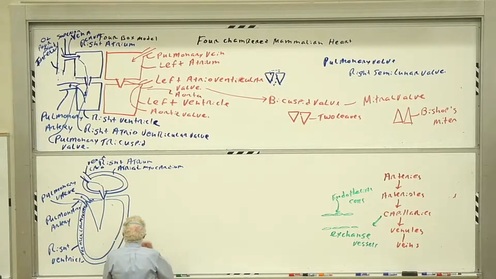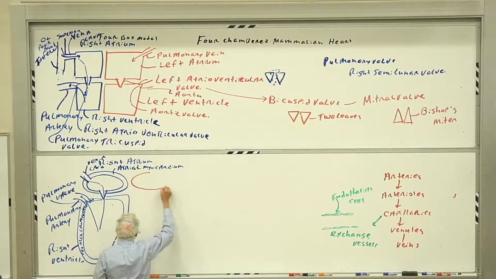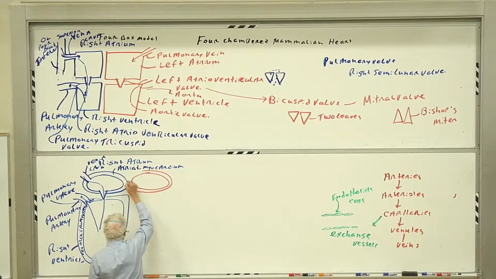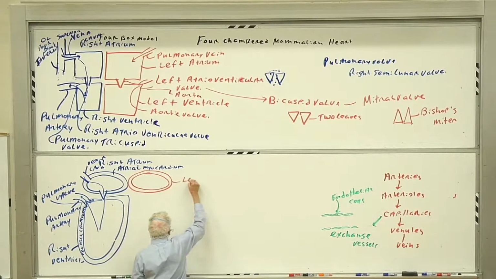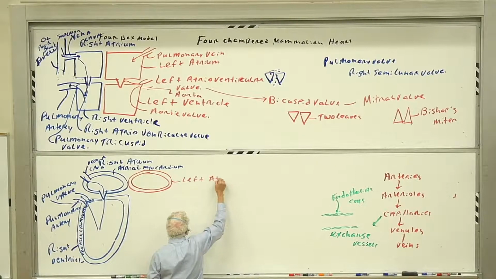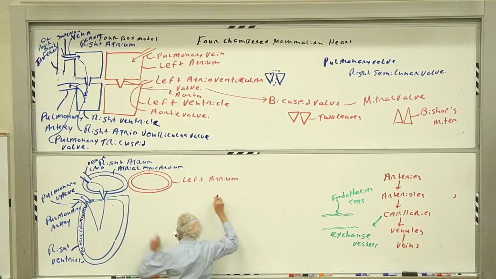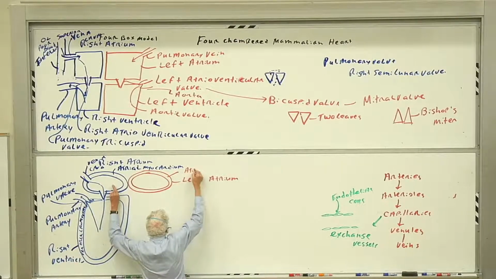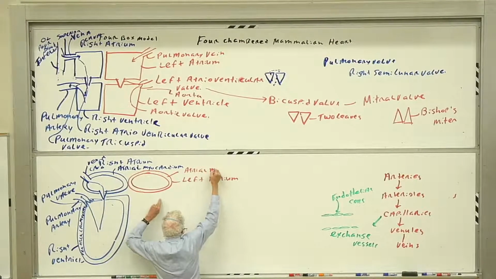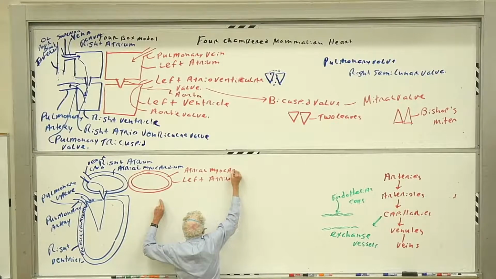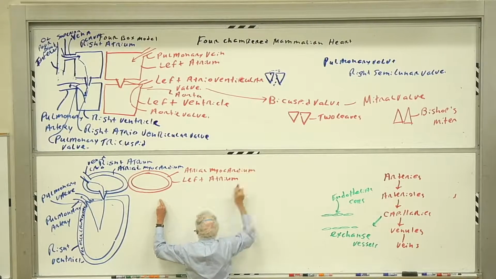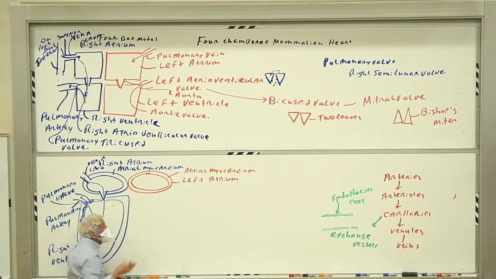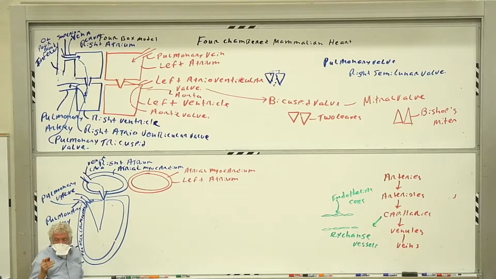Over here, this is the left atrium. As we saw on the right, we have atrial myocardium. So the open chamber of the atrium is surrounded by this muscle, the atrial myocardium.